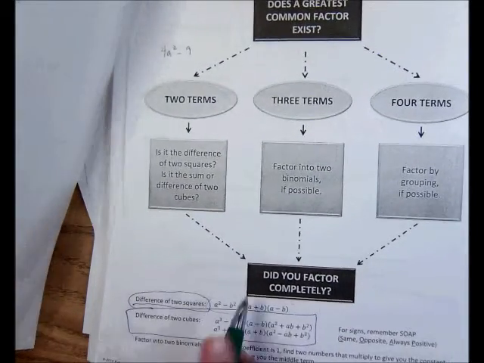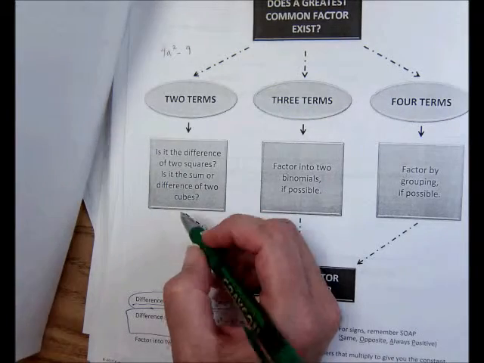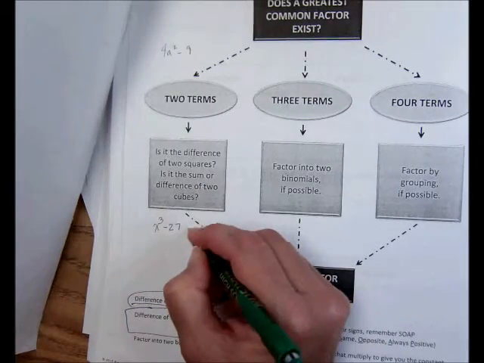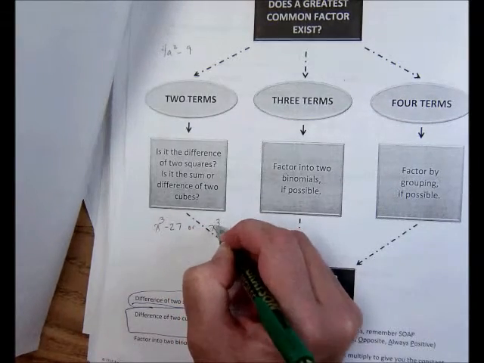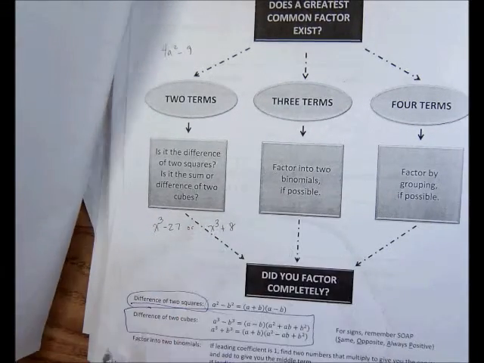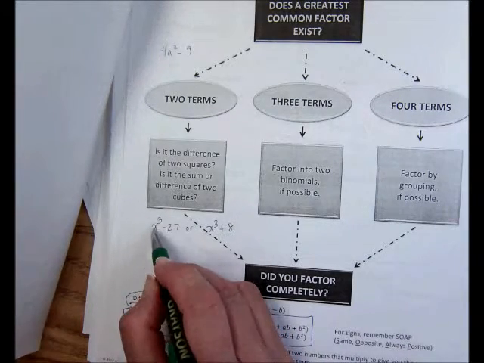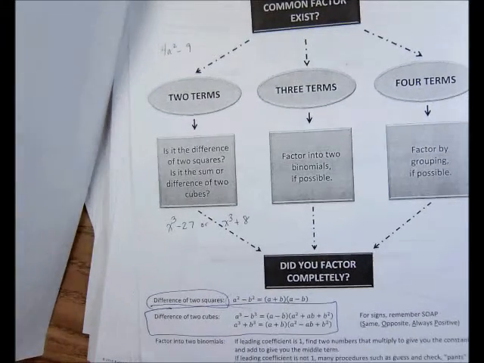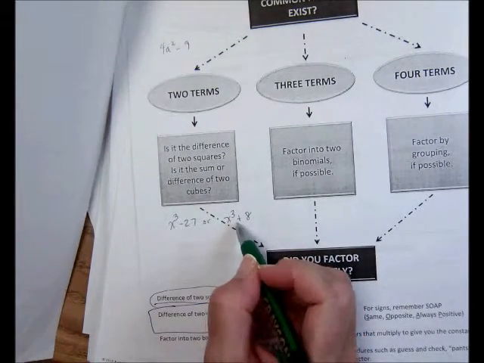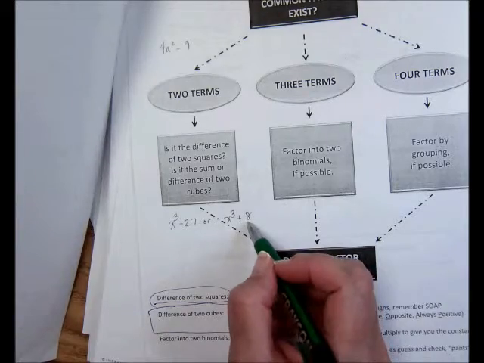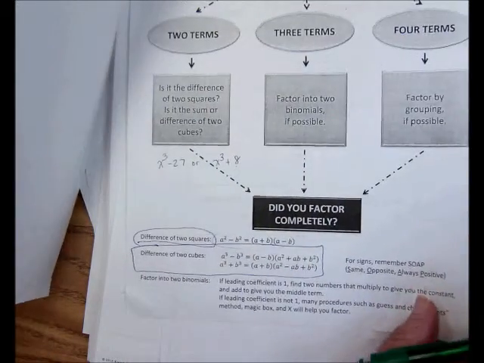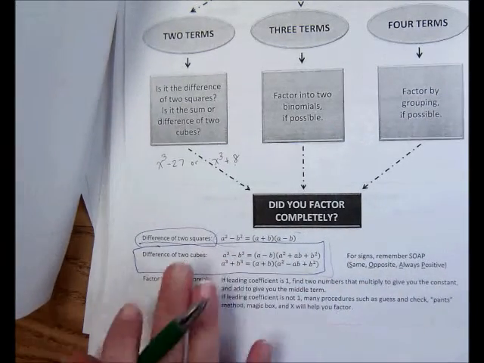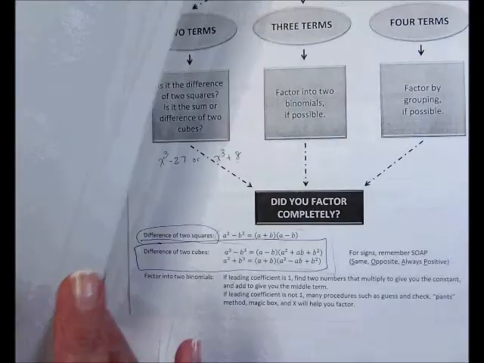Now we also have a situation where we can have the sum or difference of two cubes. In this case, this is x cubed minus 27, or x cubed plus 8, where the cube root of x cubed is x, and the cube root of 27 is 3, and the cube root of 8 is 2. So when we're in these situations, we have a couple of formulas, and I will write these down as we're working through the problems, but they're found on the front of your page.